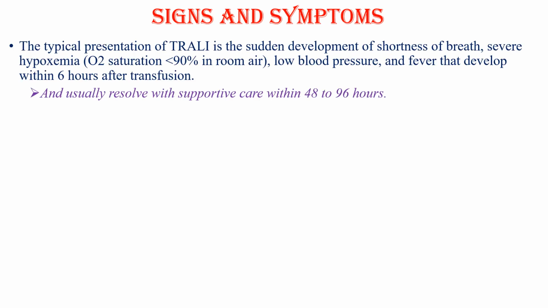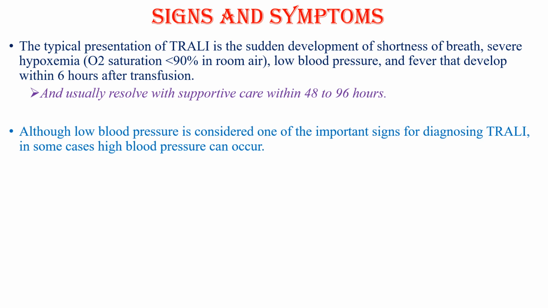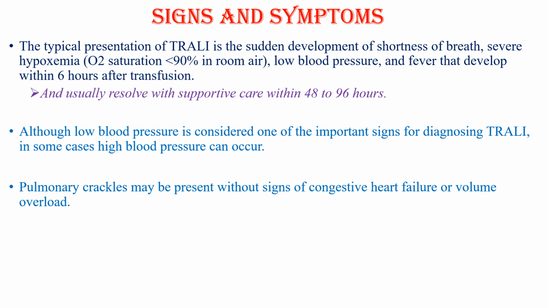When it comes to the signs and symptoms of transfusion-related lung injury, the typical presentation is the sudden development of shortness of breath, severe hypoxemia, low blood pressure, and fever that develops within 6 hours after transfusion. And usually this resolves with supportive care within 48 to 96 hours. Although low blood pressure is considered one of the important signs for diagnosing transfusion-related acute lung injury, in some cases high blood pressure can occur. Pulmonary crackles might be present without signs of congestive heart failure or volume overload, but most of the time the chest is clear.